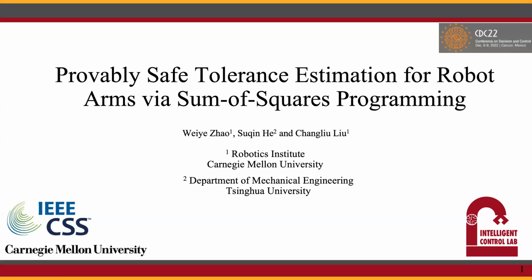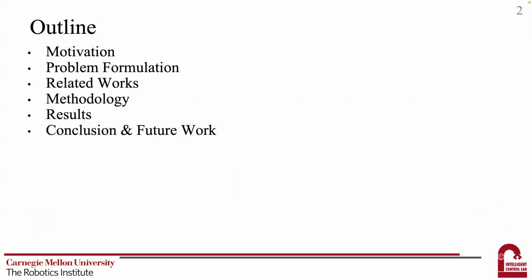Today I'm going to introduce our recent work called Provably Safe Tolerance Estimation for Robot Arms via Sum of Squares Programming. This is the outline of today's talk. Now let's start with the motivation of our problem.